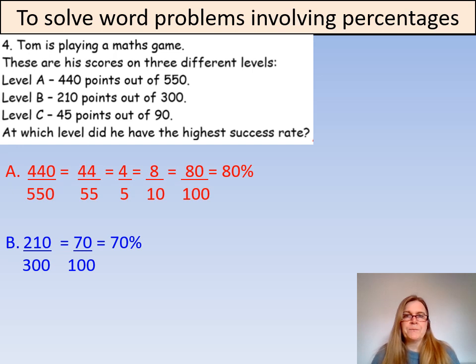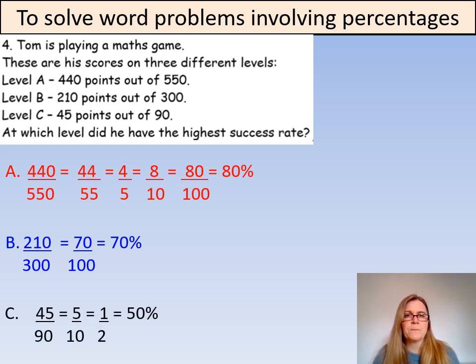Now look at B. 210 out of 300 gives you the fraction 210 over 300. Remember that you want to turn the denominator into 100 in order to find the equivalent percentage. If you divide the numerator and denominator by 3, you get the equivalent fraction 70/100ths, which is equivalent to 70%.